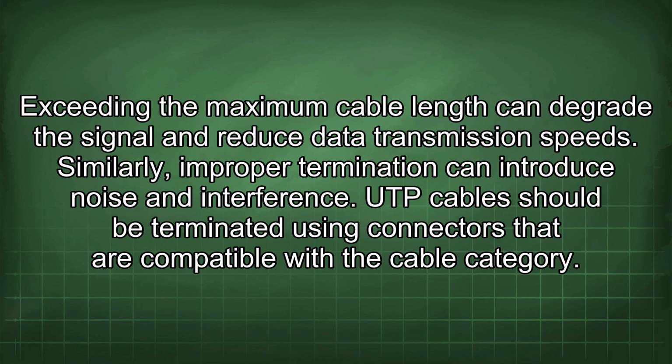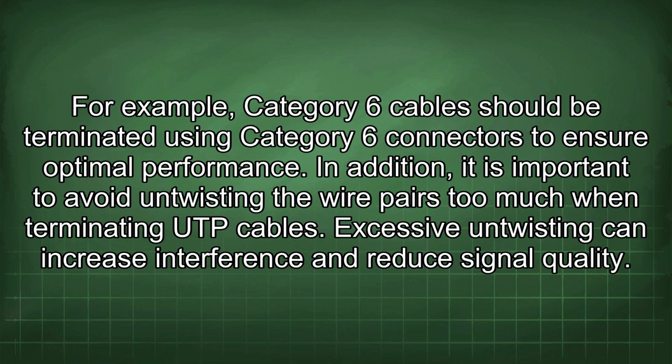UTP cables should be terminated using connectors that are compatible with the cable category. For example, Category 6 cables should be terminated using Category 6 connectors to ensure optimal performance. In addition, it is important to avoid untwisting the wire pairs too much when terminating UTP cables. Excessive untwisting can increase interference and reduce signal quality.